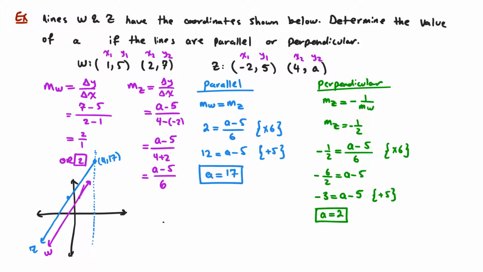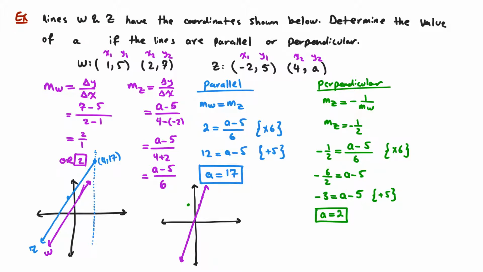Just going to do one other situation, which is the one in which they are perpendicular. And I'm just going to sketch out the situation. So for line W, we have one point at about (1, 5), one point about (2, 7). And if I were to draw a line that goes through them, I will get something like this. And for the other one, for line Z, I know that one of the points is at (-2, 5), which is somewhere here.